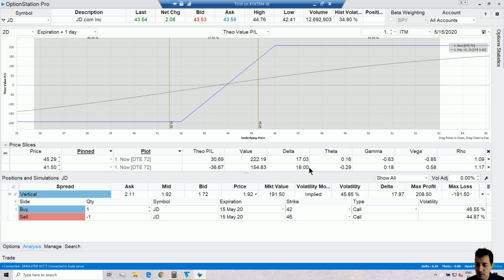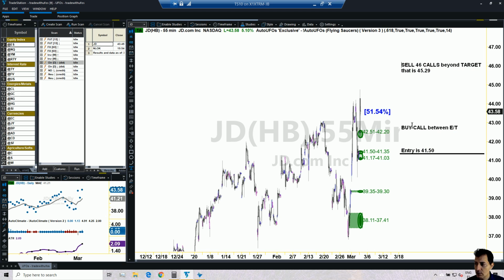Okay, so if you get to this point where you dropped the call the lowest you could, which was 42, and you didn't get the deltas you want, well, then it means that the call that needs to be beyond the target needs to be further beyond the target. In this case, we're going to go for 47 and see what happens.